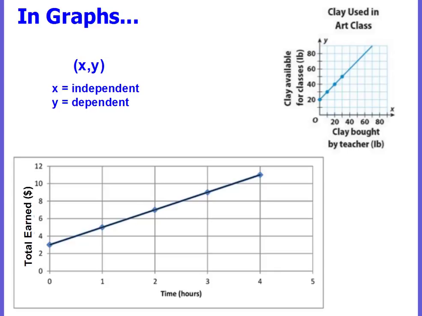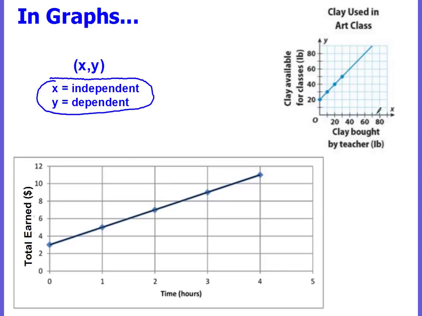You can also look at a graph and determine what is the independent and what is the dependent. The main thing to remember is right here. Whatever is on your x-axis is the independent. Whatever is on the y-axis is your dependent.